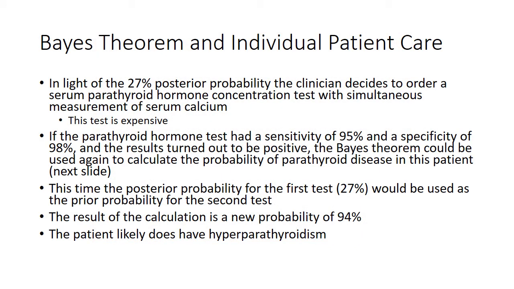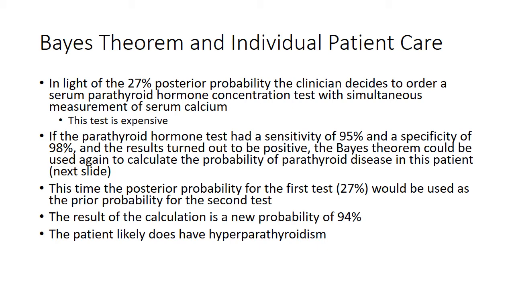So now we're going to do a follow-up test. We think we now have a 27% posterior probability that the patient actually has parathyroid disease. And so we decided to go ahead and order a second test. Now we can actually do a parathyroid hormone test on this guy. You don't want to start with this because it's pretty expensive compared to just serum calcium. So this is why you want to start off with cheaper, less invasive things and then kind of move up the pathway based on what those results are.